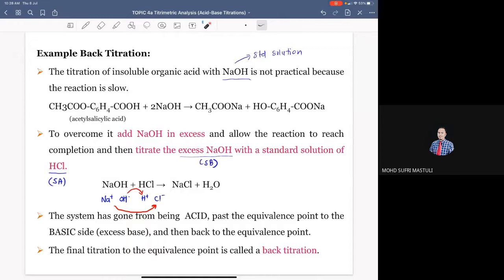So the system has gone from being acid past the equivalent point to the basic side, in excess base, because you have to remember this one, sodium hydroxide is in excess.